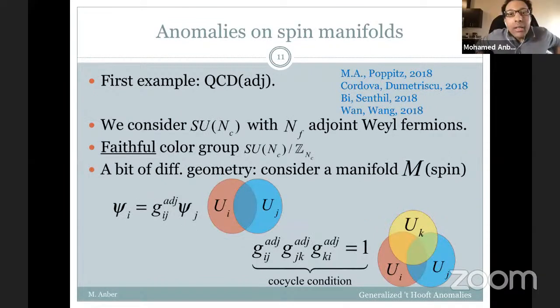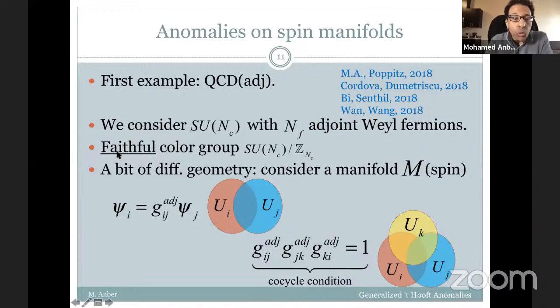All right. So in my attempt to consider these generalized 't Hooft anomalies on spin manifolds, I will start with one example that has been thoroughly studied during the past few years, which is adjoint QCD. So basically, we consider SU(N_c) gauge theory with N_f flavors of adjoint Weyl fermions. By the way, all the Weyl fermions I am going to talk about today are left-handed Weyl fermions.